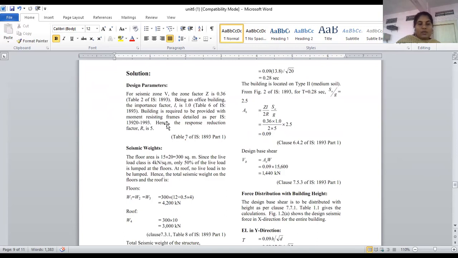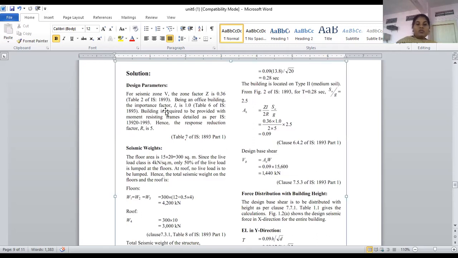Okay. So as per the IS code IS 1893, we have already discussed in the last lecture. Based on whatever conditions are given, we have to calculate the values of Z, values of R, and values of Sa/g. If we know all these values, we can directly calculate the horizontal seismic coefficient.